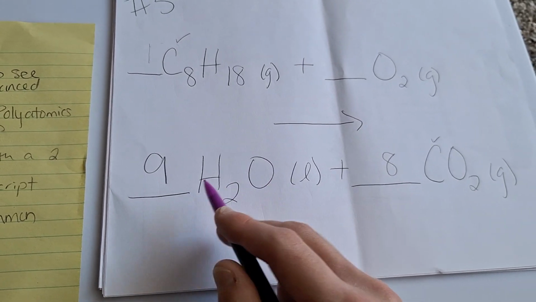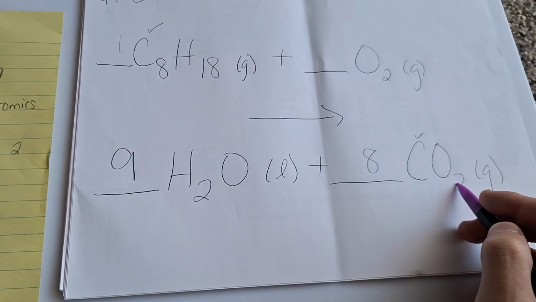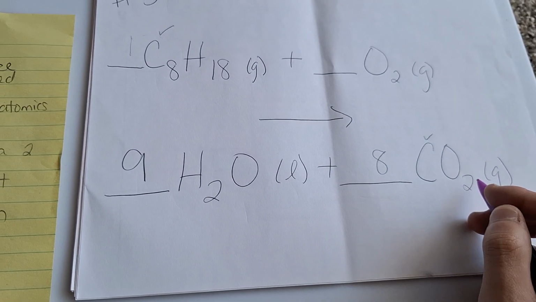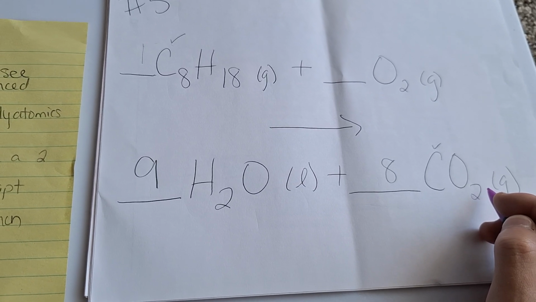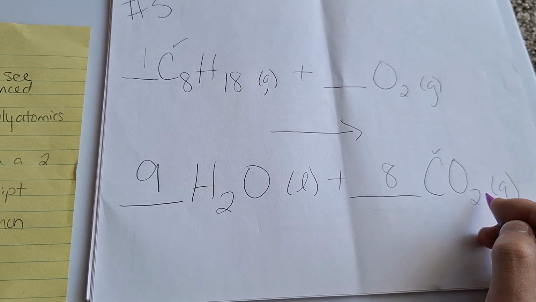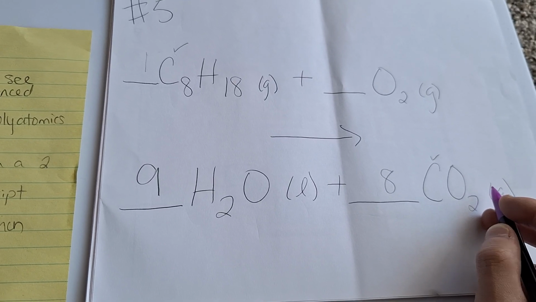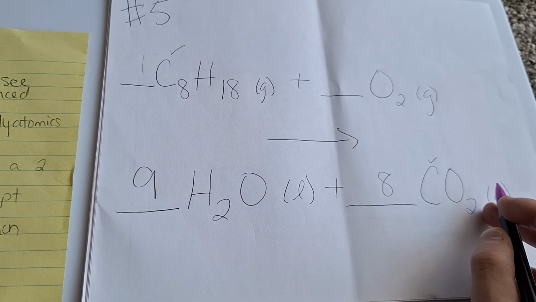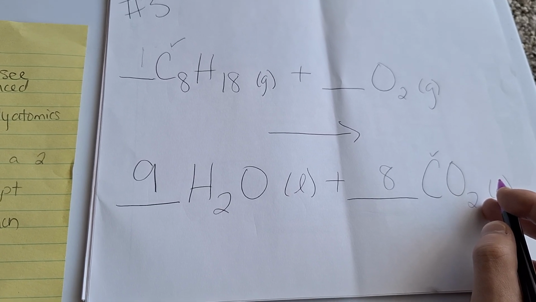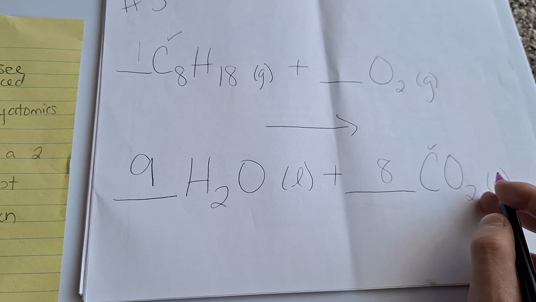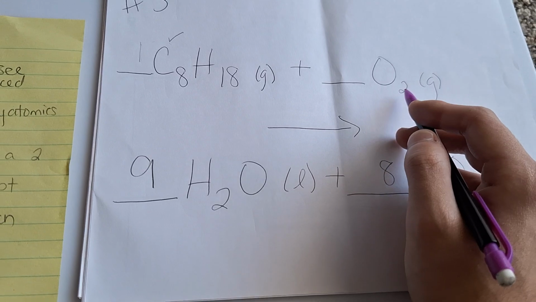And then you have 9 oxygen here, plus 16. That gives you 16 plus 9, 25 oxygen. And then you have 2 oxygen here.